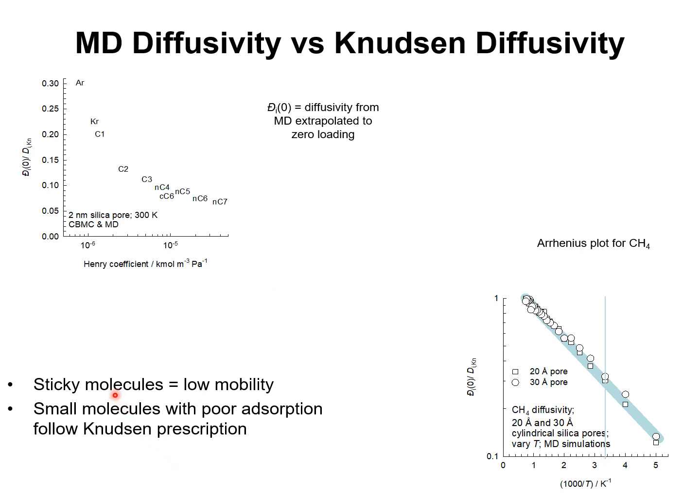Put very simply, sticky molecules have low mobility, and smaller molecules with poor adsorption strength appear to follow the Knudsen formula more accurately.